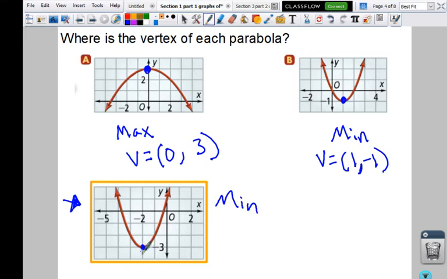So this is a minimum, and we have to find our vertex, which is an x comma y. I'll give you a second to finish that off. I'll give you the easy part already. We have a minimum, and then we need to find our vertex here, which is just an x comma y. My vertex is my very lowest point. And what is that coordinate?